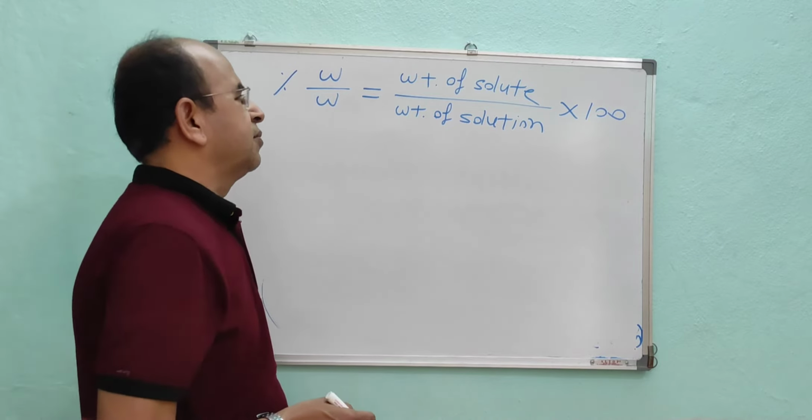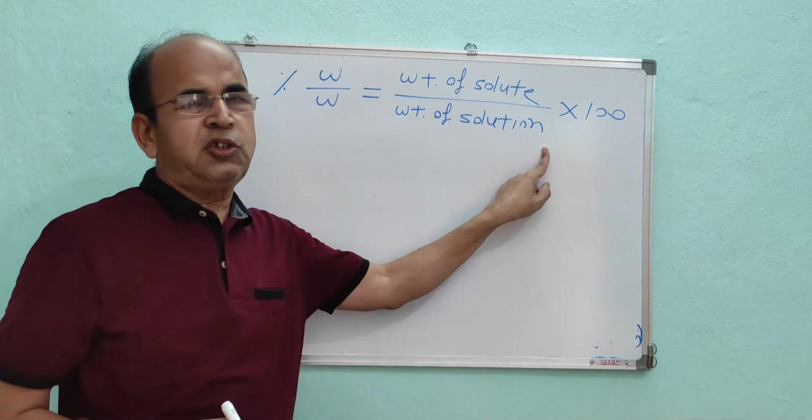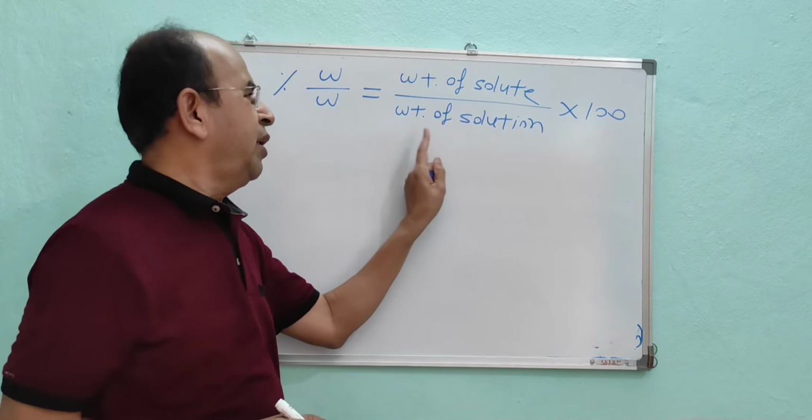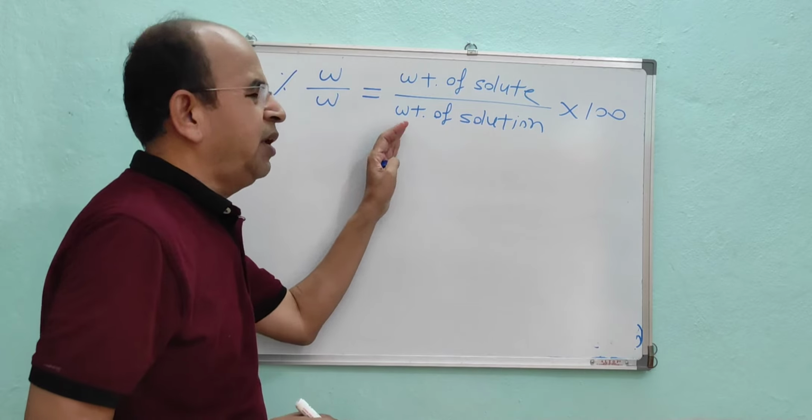Now here, when we say weight of solution, you know solution consists of solvent and solute. So what is weight of solution? Weight of solution means it is the weight of solute plus the weight of solvent.